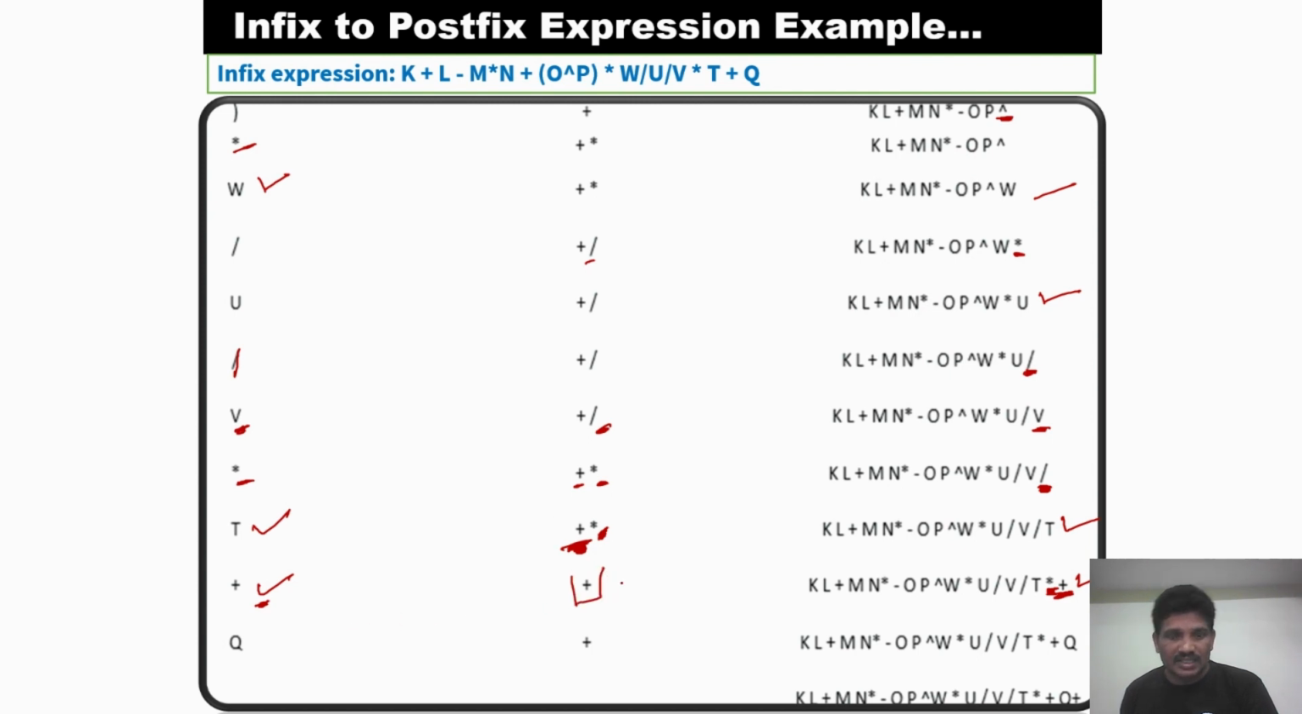Then the new plus is placed in the stack. Then what is the next one? Q. Q is the last symbol. That's why directly we can add it into the postfix expression. There is no other input symbol to be scanned. Q is the last symbol in the expression. That's why whatever operators are there in the stack, all operators can be popped from the stack. Only one operator is there in the stack, that can be popped. After Q, the plus can be added. This is called the postfix expression.